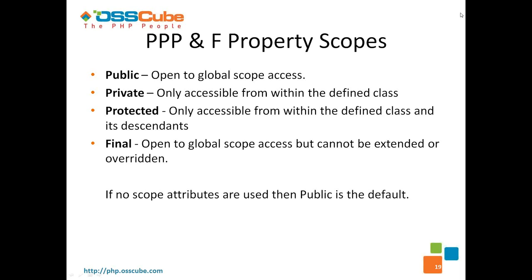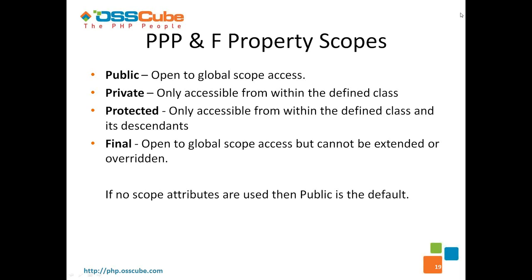Protected is a little more lenient than private. It allows you to have access to the methods and properties from within the defined class and its descendants, but not outside the class in the general code area as a public method or property is. And then the last one here is final, and it's open to global scope, but it can't be extended or overridden. So it's a combination of public and private, really, if you think about it like that.